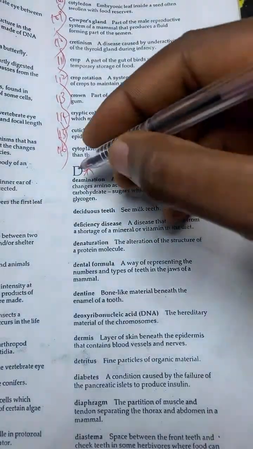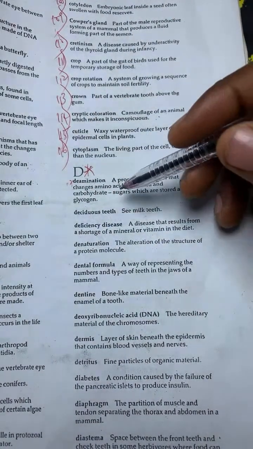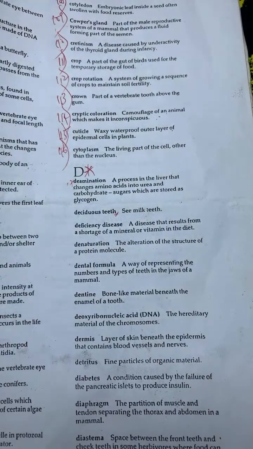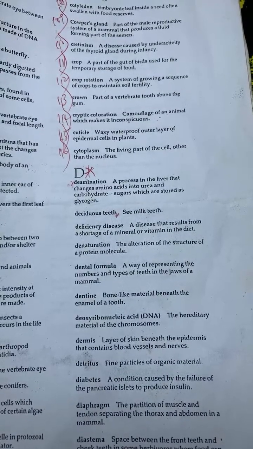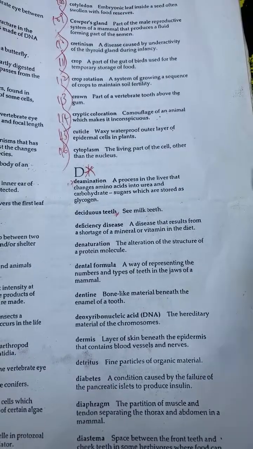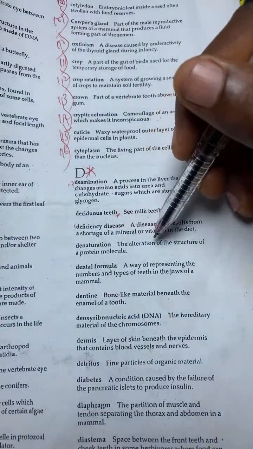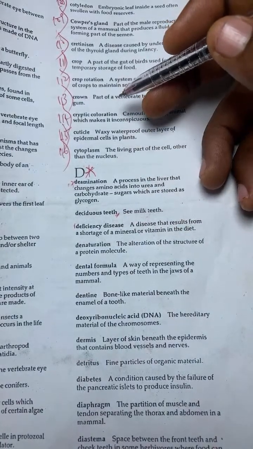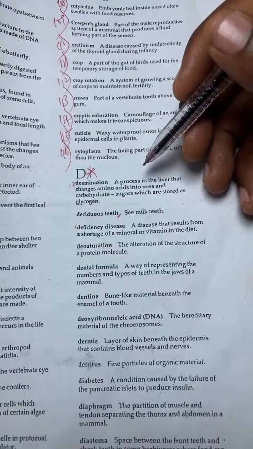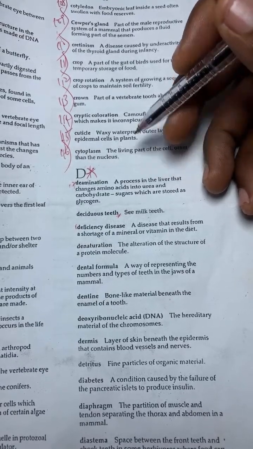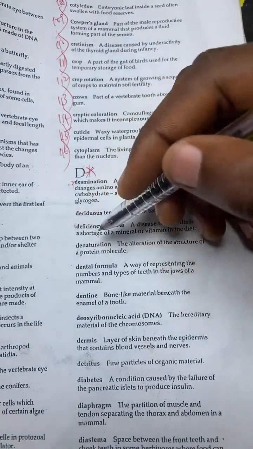The next one, which is 117, is deciduous teeth. Are we together now? Deciduous teeth are actually milky teeth. When we get there, we'll look at it. Now, we have deficiency disease. Whenever you hear about deficiency in biology, what are we focused on? We said that it is a disease that results from a shortage of a mineral or vitamin in a diet. So let's say we have a mineral deficiency or a vitamin deficiency. It's a disease that results from the shortage of a particular important nutrient in the body of an organism.